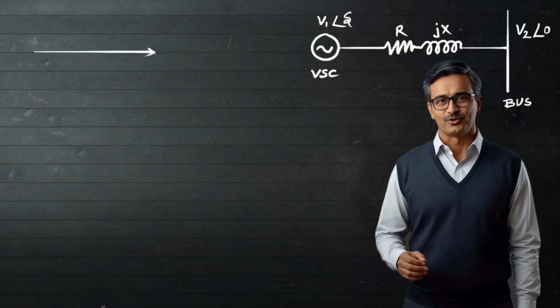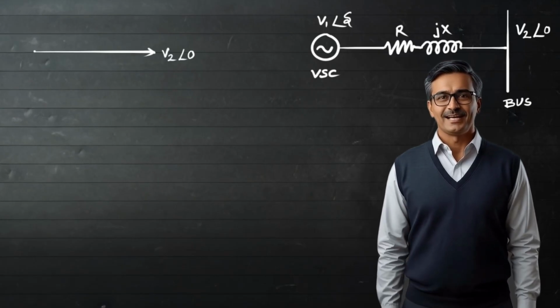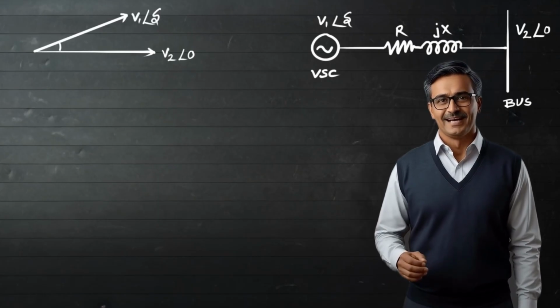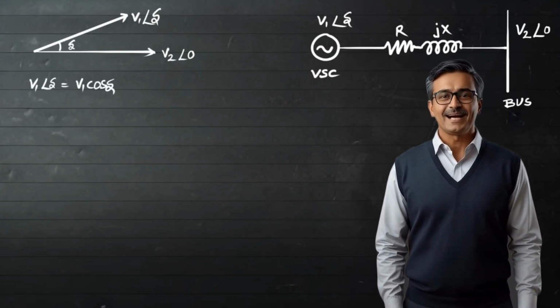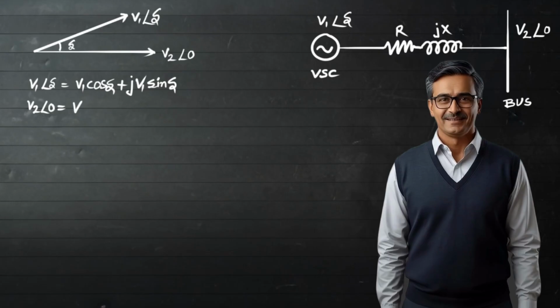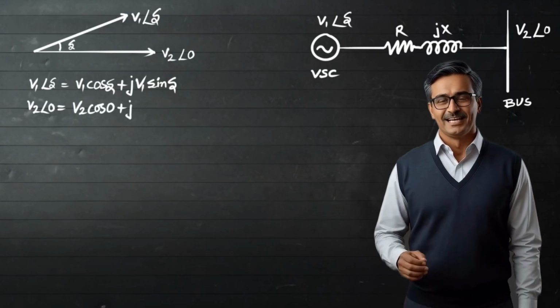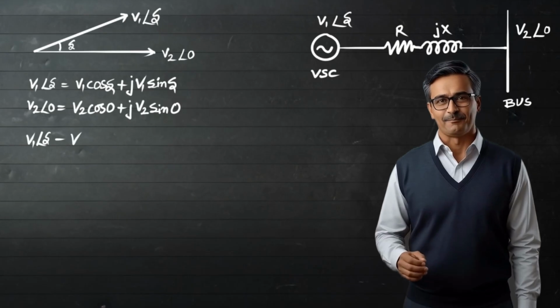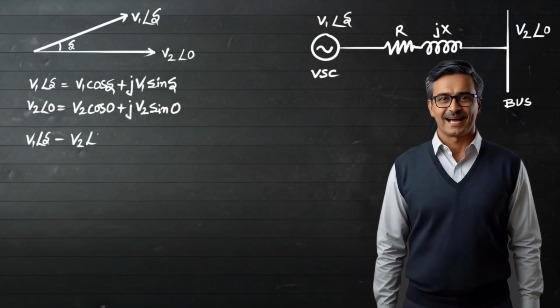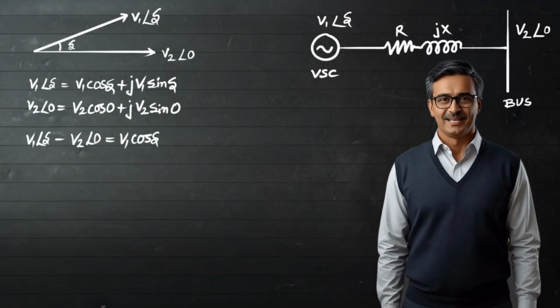Now, we draw the bus voltage V2 as the reference along the horizontal axis. This is V1 with angle delta, where delta is the angle between V1 and V2. So, we can write V1 angle delta as V1 cosine delta plus jV1 sine delta. And we can write V2 angle 0 as V2 cosine 0 plus jV2 sine 0. So, the voltage difference between the voltage source converter and the bus is V1 angle delta minus V2 angle 0. That becomes V1 cosine delta plus jV1 sine delta minus V2.